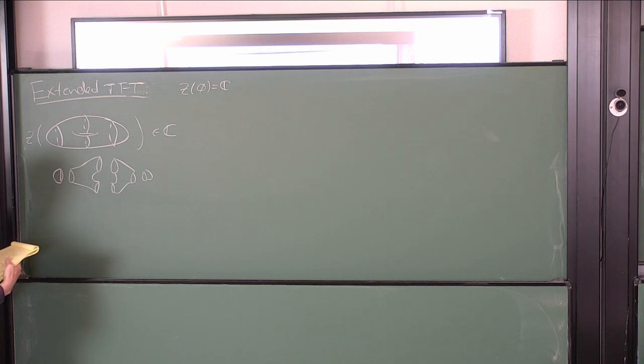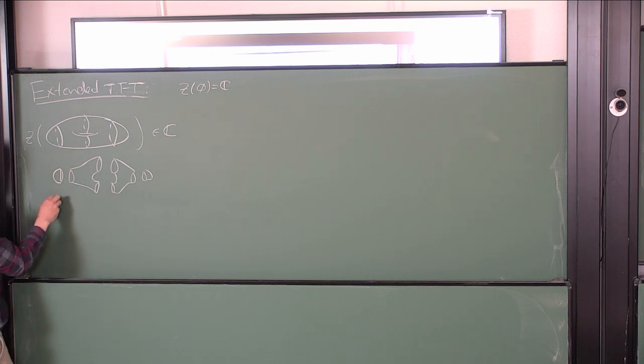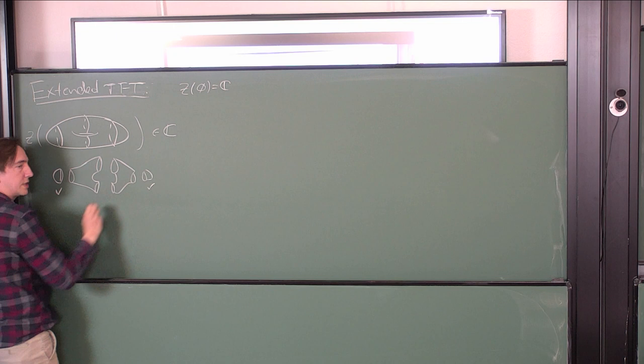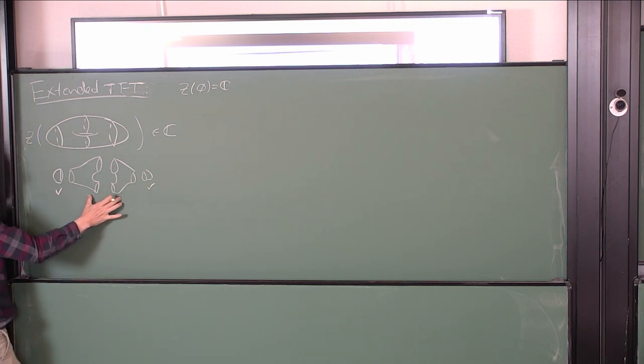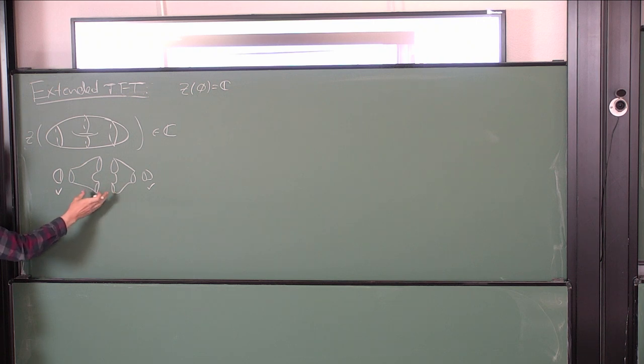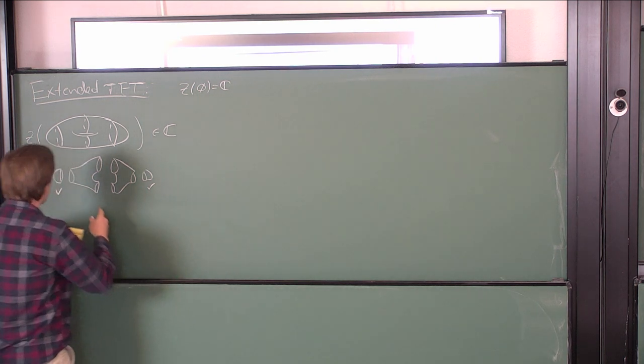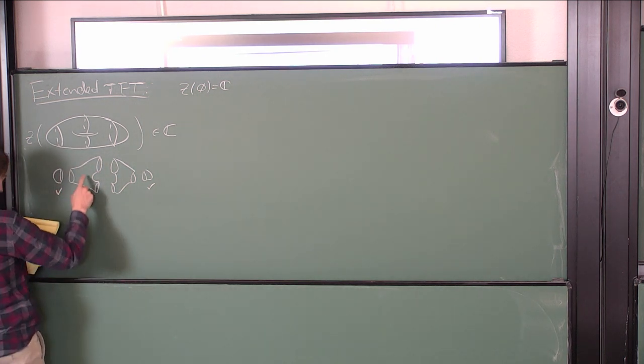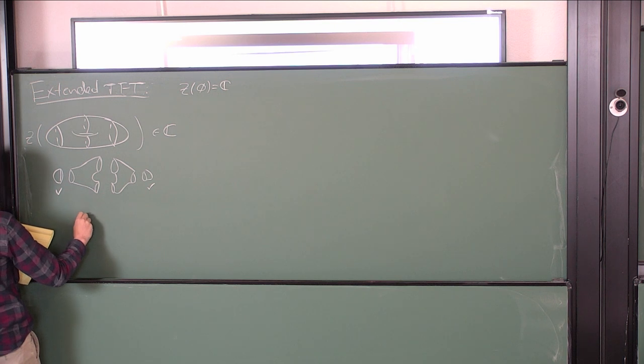So the key idea of extended TQFT is that we're happy with this one. We're happy with this one, but these ones are still too complicated. And it's not something that we can address by just cutting them more along codimension one things. But what we can do is, for instance, this one we could cut into these pieces.